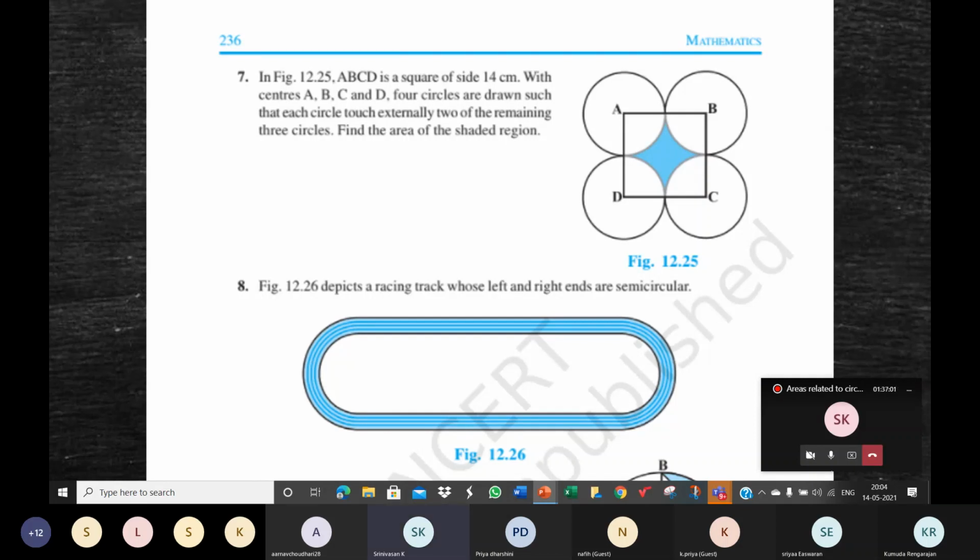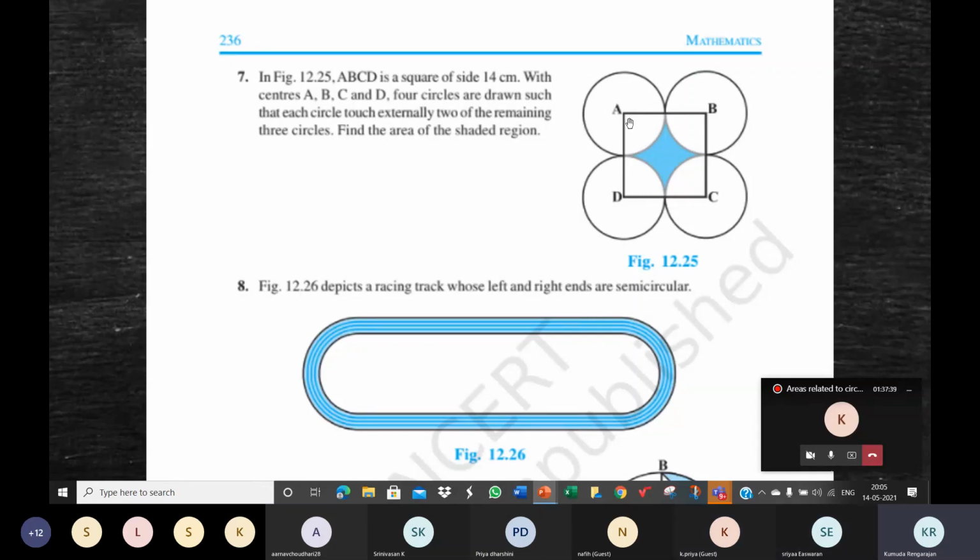Area of square minus area of 4 quadrants of circle. Yes, the area of square ABCD minus the area of the 4 quadrants will give us the area of the shaded region. Perfect. And it's given that the side of the square is 14 centimeters. So what is the radius of each circle? 7 centimeters. 7, not 7 by 2.